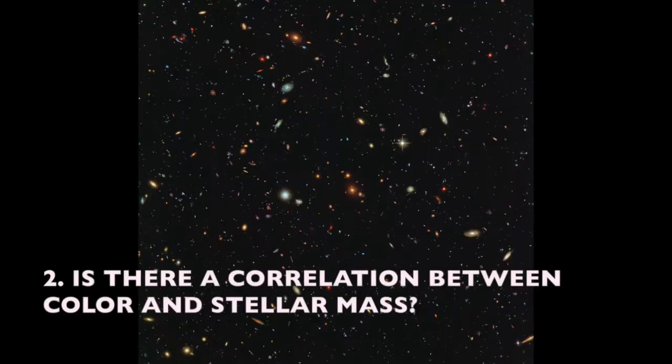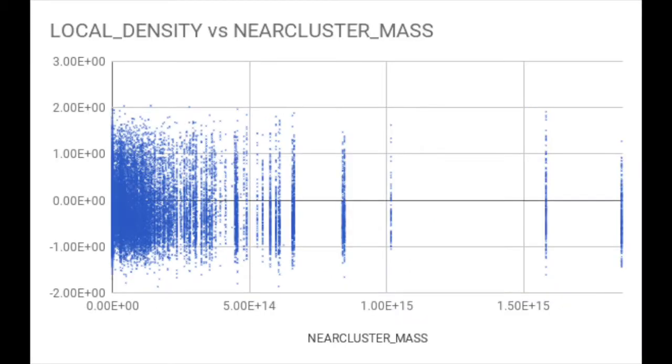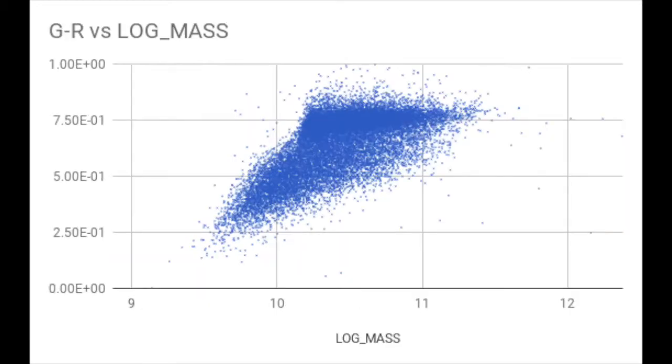Our second question was to find if there is any correlation between color and stellar mass. With GR on the y-axis and mass on the x-axis, we found that there is a clear trend showing that as mass increases, the galaxies become more red. Going back to our first graph that showed as galaxies become more massive, they also become less frequent. This chart shows how those more massive galaxies are more red in color.